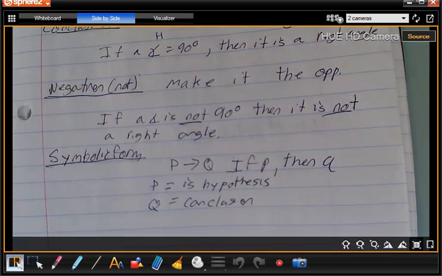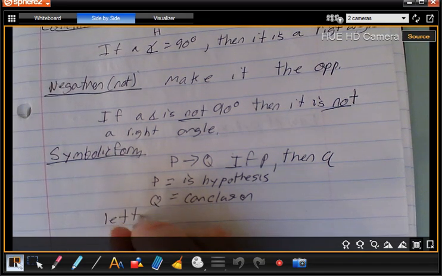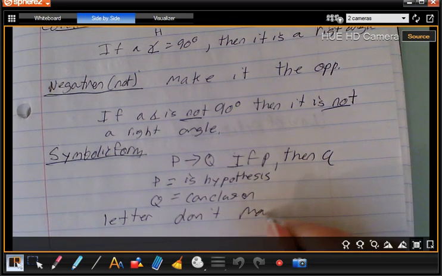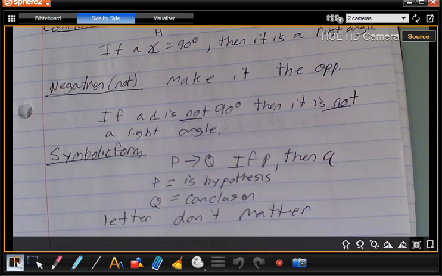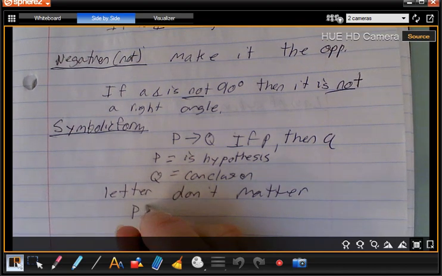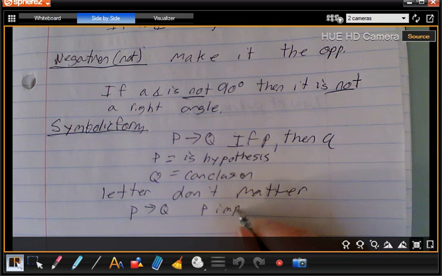Okay? It doesn't matter which letter you use. It's just a shorthand of doing it. So letters don't matter. You're just using letters in place of the whole word. It's just a shorthand. And when we say P to Q, that means P implies Q.